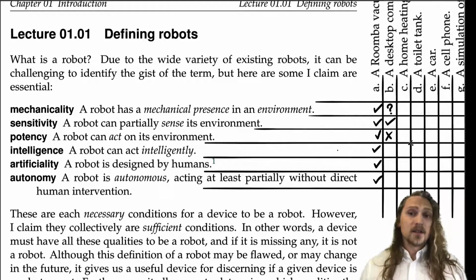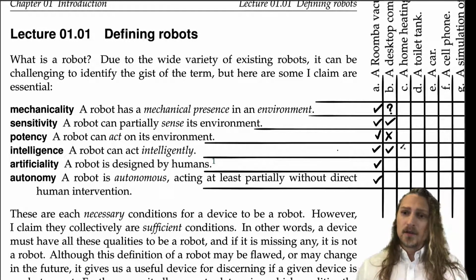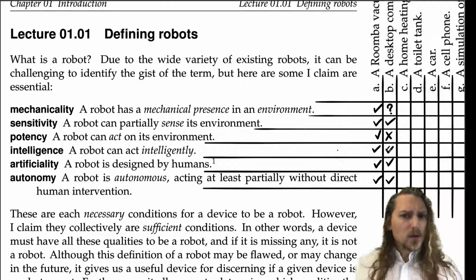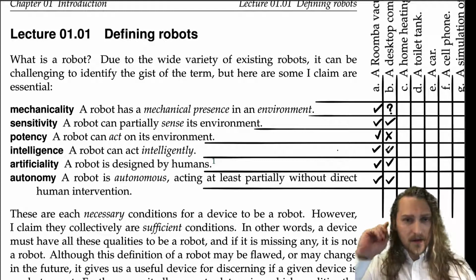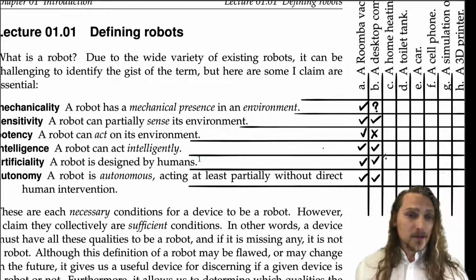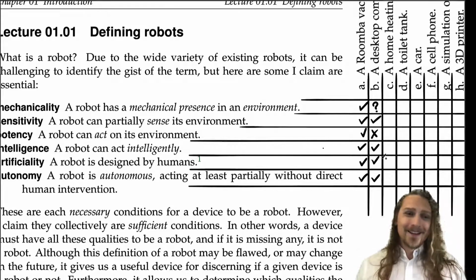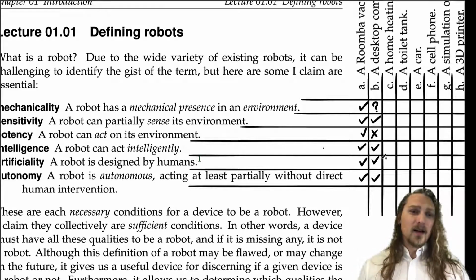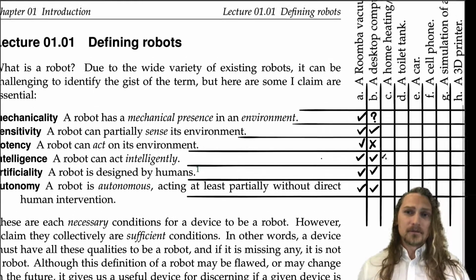And we can actually stop here. We don't have to continue, but we could go through and see that yes, personal computers or desktop computers do act intelligently. They are designed by humans. And they can be autonomous. You can set up a program to run. So it pretty much meets most of the requirements, but it can't act mechanically on its environment. So we wouldn't consider a desktop computer to be a robot. Of course, if it was connected up to a robot arm, then it could be part of that robot, but it is not by itself a robot.